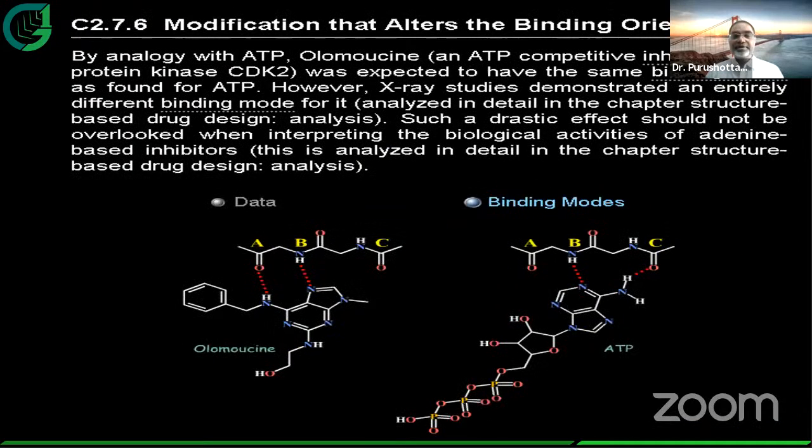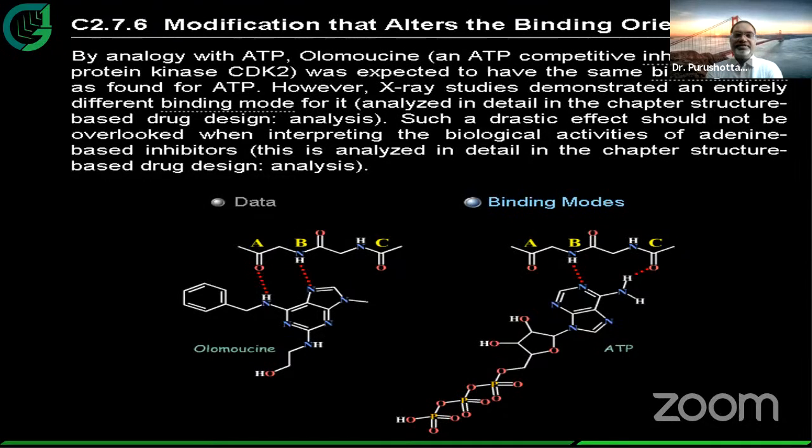So here the binding mode of both the compounds is given. By analogy, you could see that the ATP olomycin, an ATP competitive inhibitor of the protein kinase CDK, was expected to have the same binding mode, as I said. However, the X-ray studies demonstrated an entirely different binding mode for it, analyzed in detail in these slides.